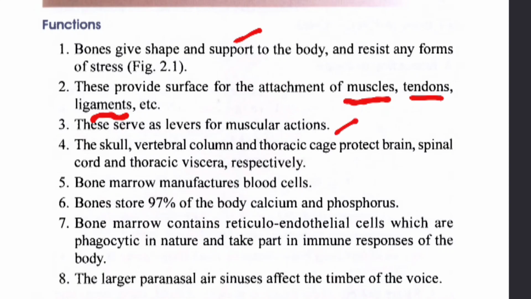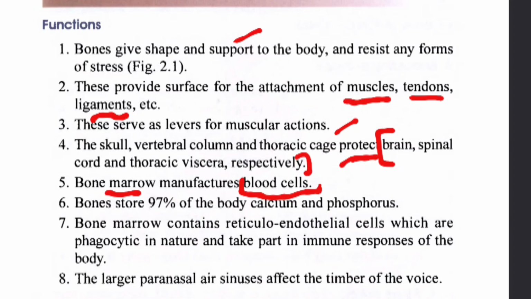It is very important. The skull, vertebral column, and thoracic cage protect the vital organs of the body, that is the brain, spinal cord, and thoracic viscera. Other than that, the bone marrow, a very important concept, is the living tissue present in the bone, and it manufactures blood cells, the RBC, the WBC, all of them.